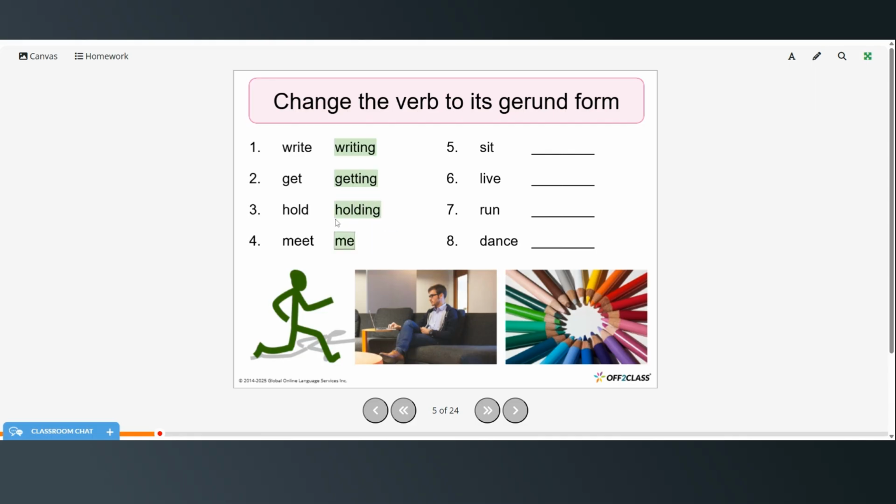Meet is meeting. Sit is sitting, another where we double the T. Live is living, drop the E before you add the ing. Run becomes running, you double the N. And dance becomes dancing, we drop the E before adding the ing.